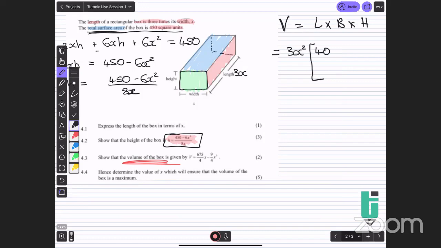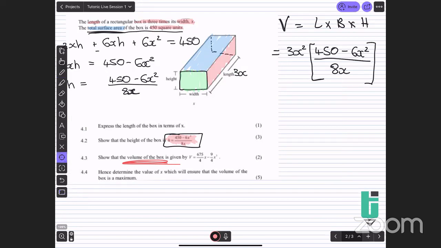That thing in 4.2, that whole fraction: 450 minus x squared over 8x. So do you guys see how we've taken a formula with 3 variables, and we've converted it to 1 variable? Do you see that? Yep. So now you can differentiate because you've got 1 variable. So let's multiply out. We can actually just cancel this x over here quickly.